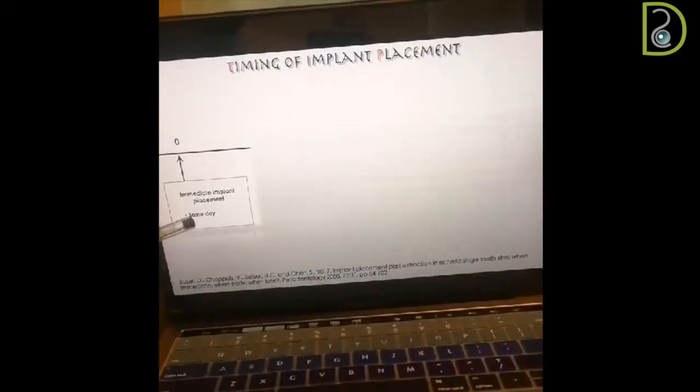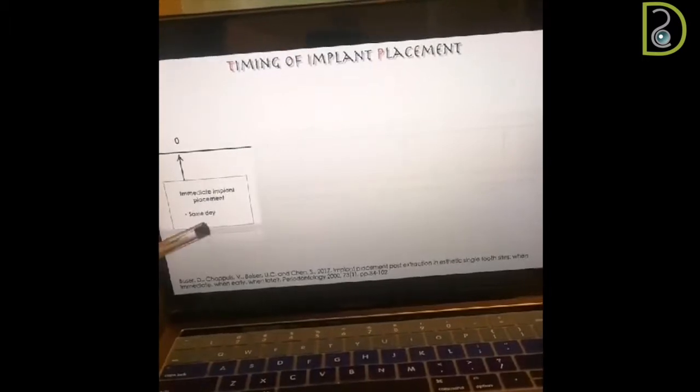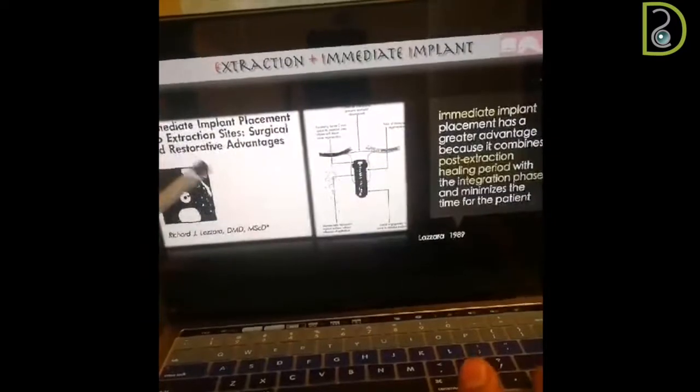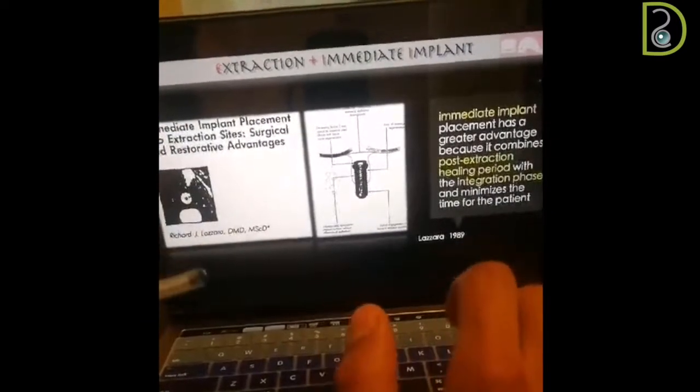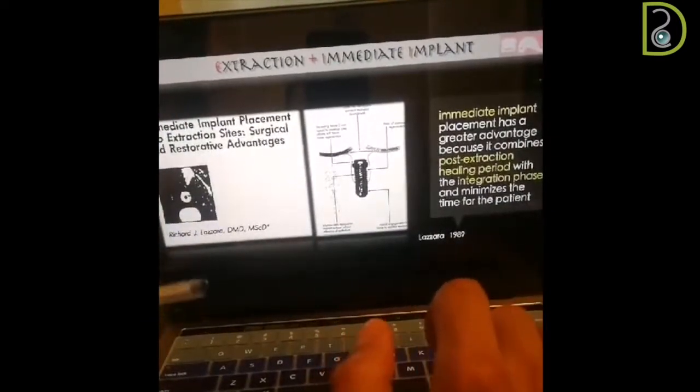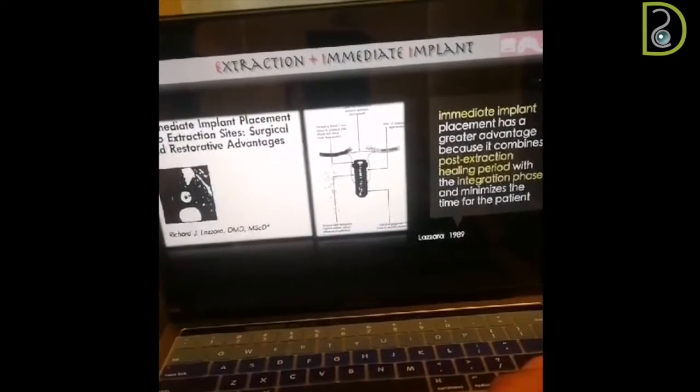So for today's presentation, we will focus mainly on the first category and we will discuss multiple scenarios regarding this topic. But before we discuss the cases, let's review the literature and talk briefly about the history of the immediate implant.